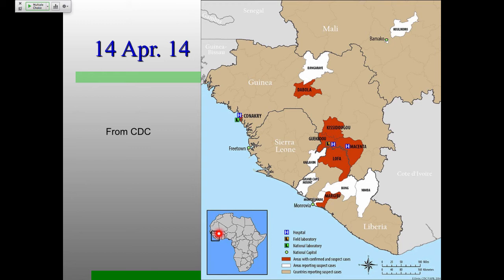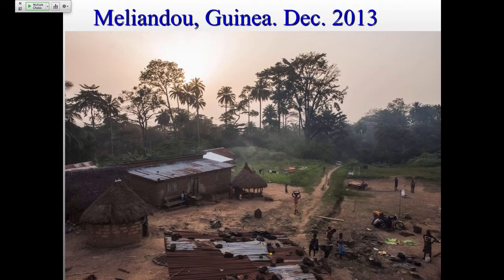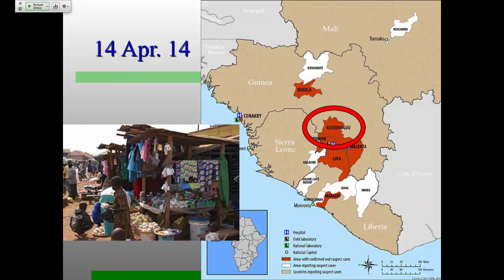So these are the hospitals that are reporting. In fact, these are the only hospitals in that area. And to give you a bit of an idea what that looks like, sorry, back up here. This is the central market in Kissidougou. So this is the kind of environment we're talking about.